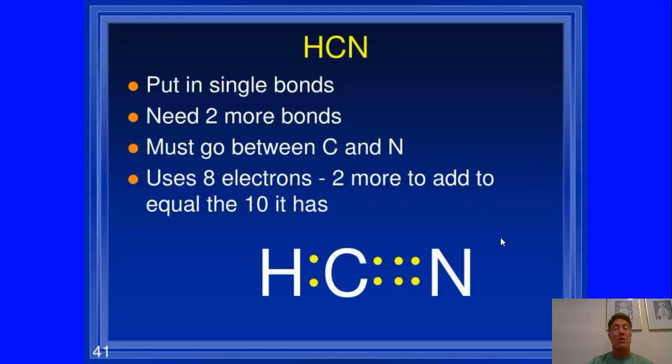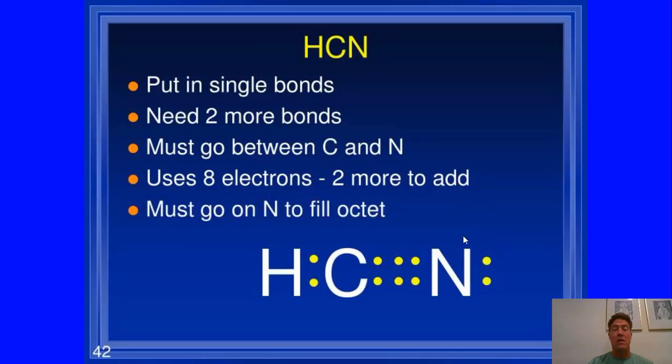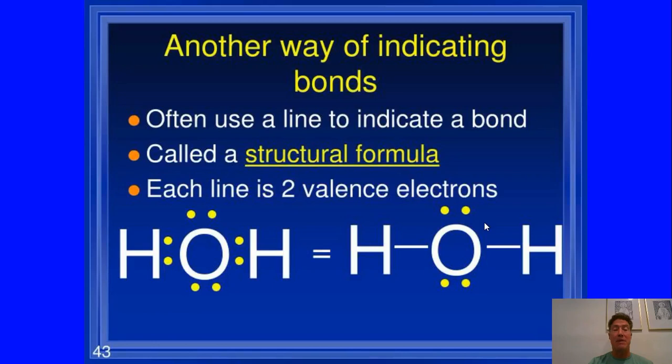So there they go. And now we have carbon with 8 valence electrons. Okay, it's happy. Nitrogen has 6, so we had to add 2 more, and that gives nitrogen 8. So now hydrogen has 2, carbon has 8, nitrogen has 8. Everybody's happy.